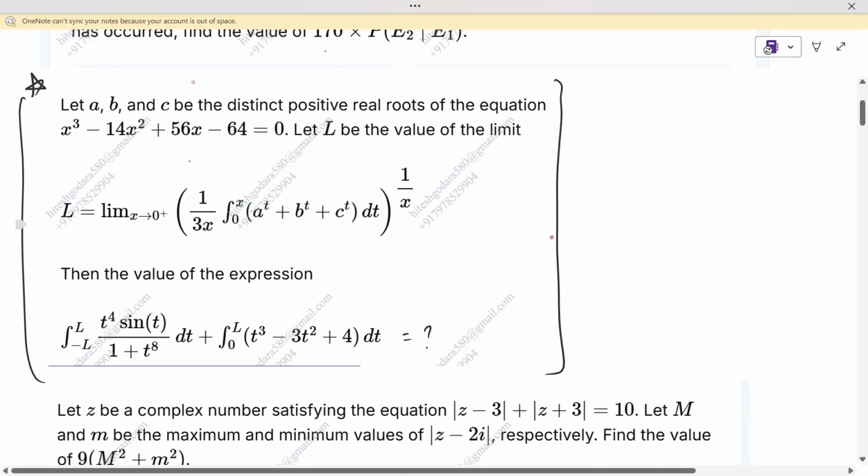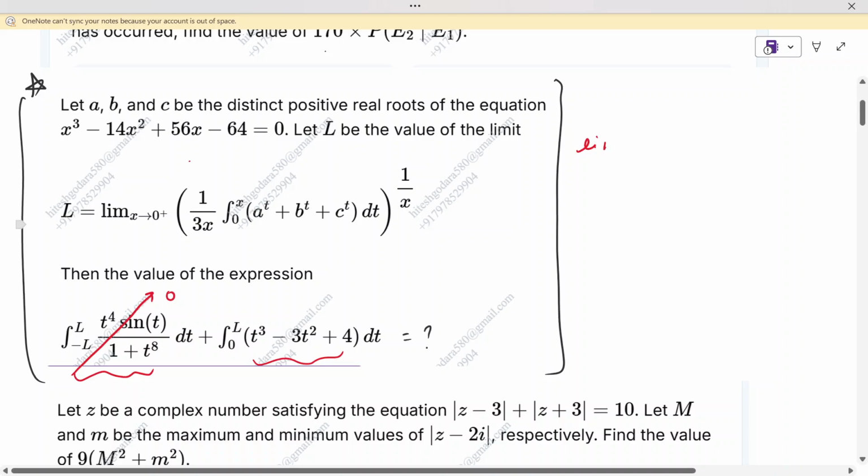So these roots are A, B, and C. That limit you have to solve, and after that, you have to solve this integration. You can easily see this particular function is an odd function, so this is 0. So first you have to solve for the L, right? And then I can easily answer.